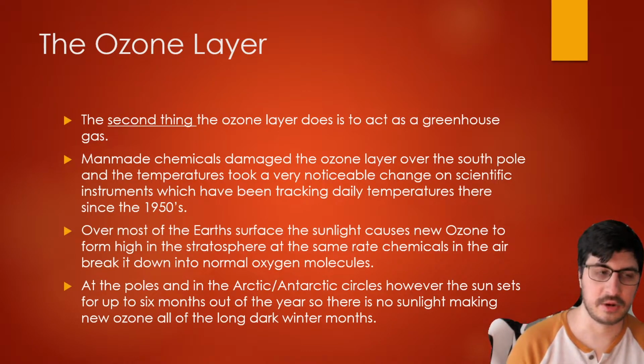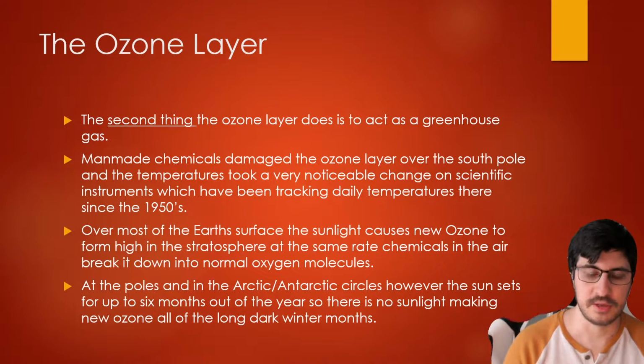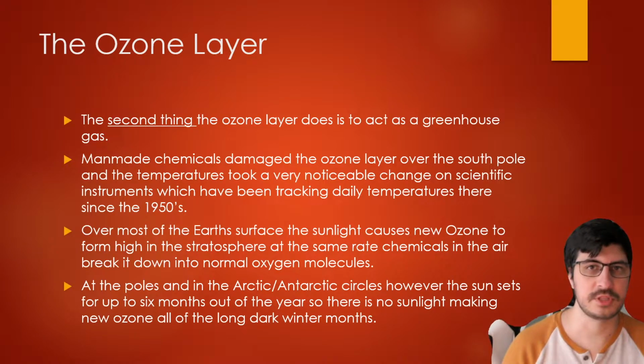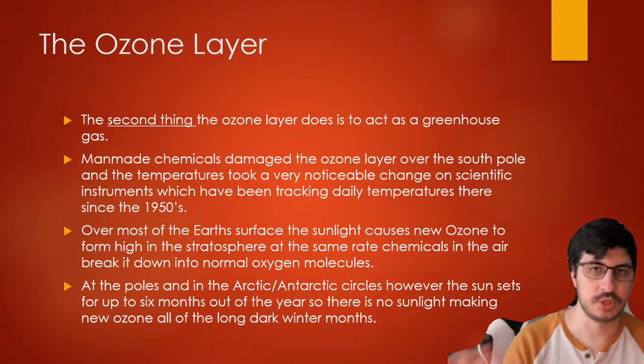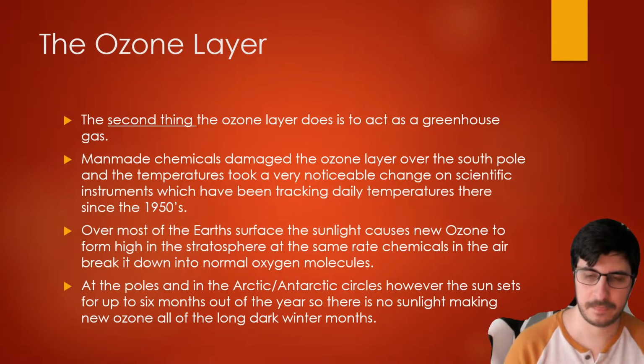However, in the Arctic and Antarctic circles, as you know, the sun sets for up to 6 months out of the year. Since there's no sunlight, you don't have those UV rays helping to produce ozone molecules. Without that, obviously what ozone you have is what you have, right? You have to wait the 6 months or however long until the sun comes back and you can start producing new molecules.